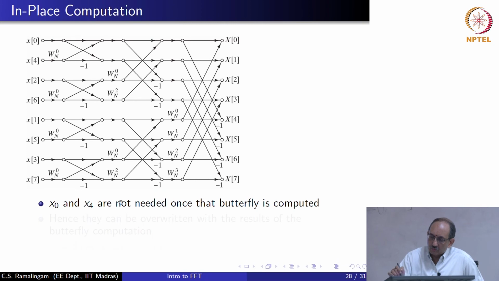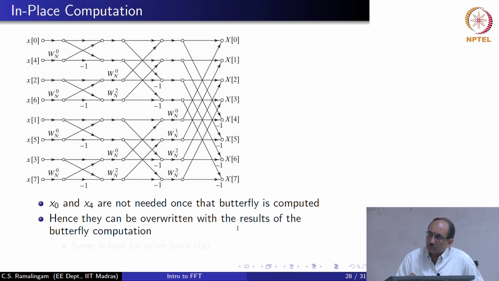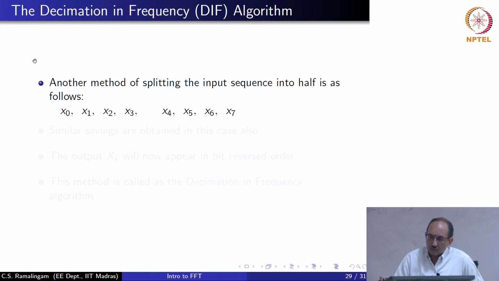So if you look at this, you will realize x0 and x4 are not needed once that butterfly is computed, and hence they can be overwritten. So this is just to show you that these two terms do not occur anywhere else, and hence once this is computed, you can overwrite this result where x0 was stored and where x4 was stored. So same is true for every other pair. So this is decimation in time. What happened there was, you need to bit reverse the input, and then the transform was in natural order.